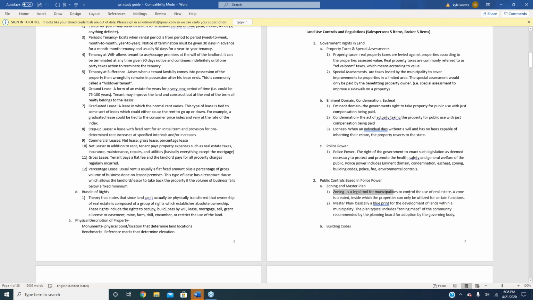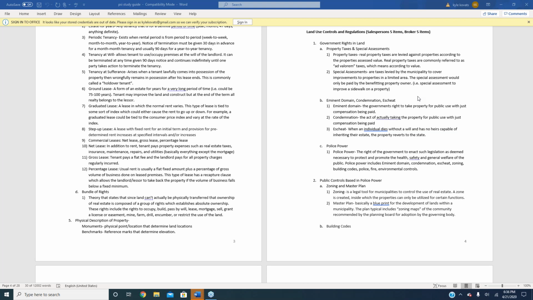And then we get into zoning. So zoning is a legal tool for municipalities to control the use of land. So simply put, what does that mean? Well, they set up zones and say, in this zone, we can only have residential. In this zone, we could have commercial. In this zone, we could have agricultural, so on and so forth. So zoning, again, is a legal tool for municipalities to control the use of real estate. So it just tells you what you can and cannot have in certain areas.